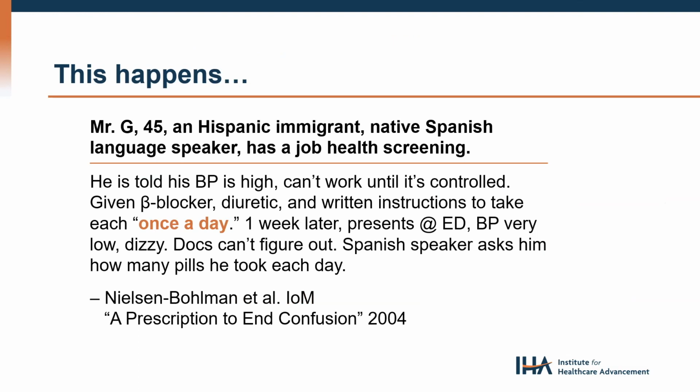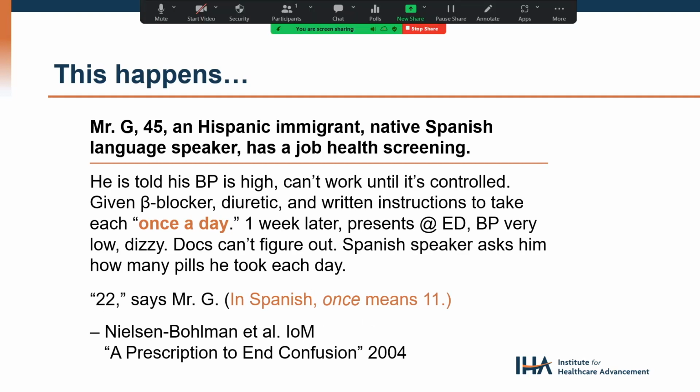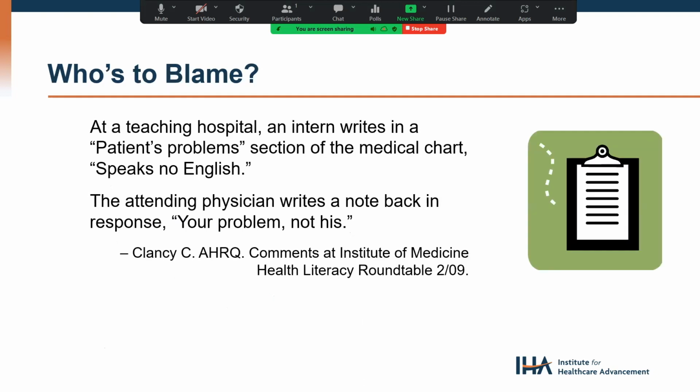So one of the Spanish language speaking healthcare team members asks him how many pills he took each day. 22, says Mr. G. In Spanish, the word once means 11. So he was taking 11 beta blockers and 11 diuretics per day. So this begs the question, can poor health literacy kill you? Boy, it sure can. And this is just one of so many stories that are out there in terms of what can happen.